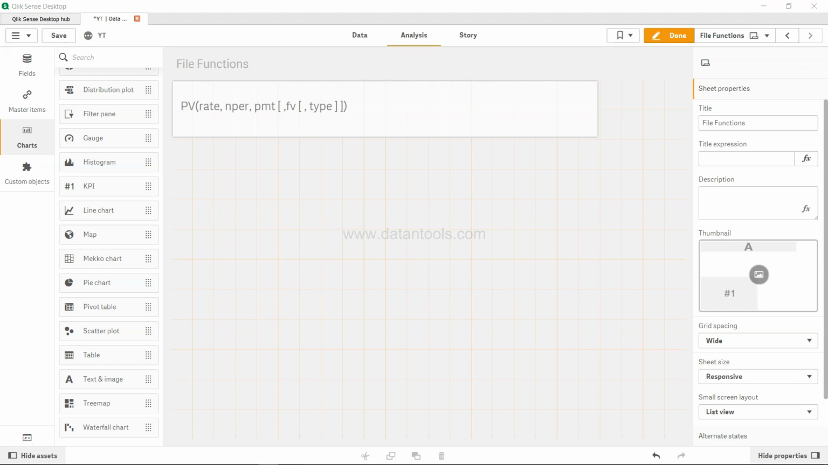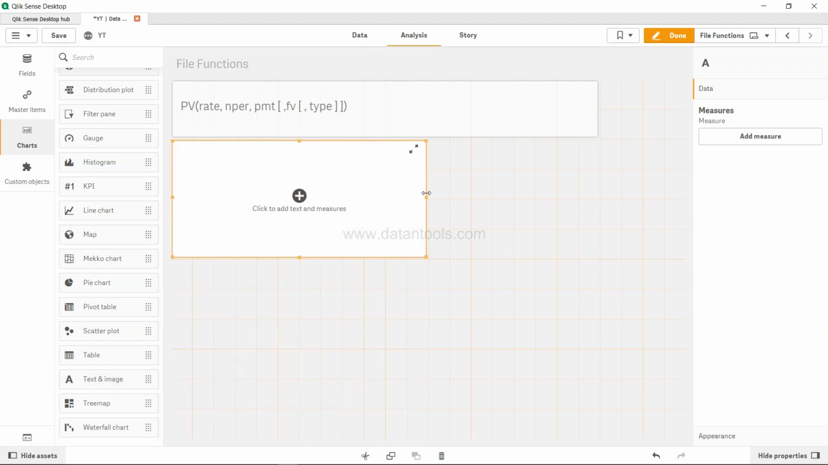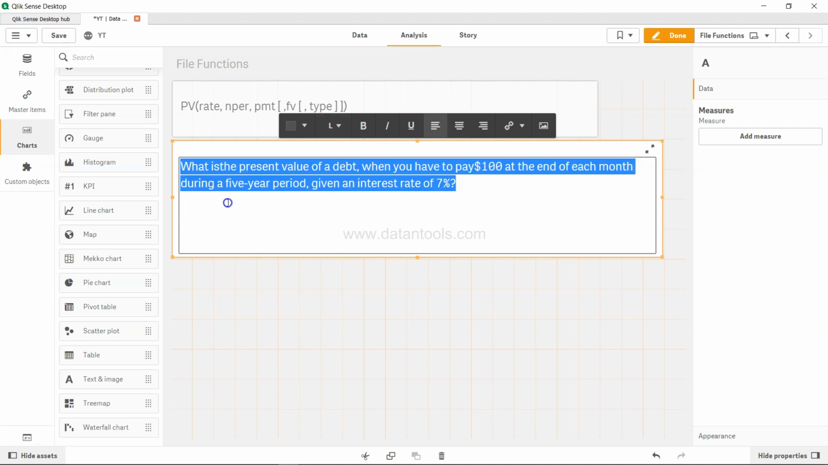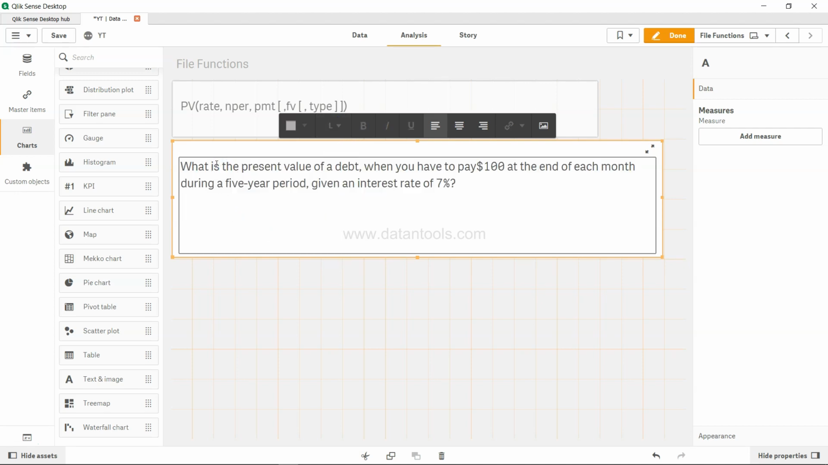So to demonstrate this, what I have is a simple question. So if I take in text or image, alright, I'll just paste the question and I will increase the size as well to large. So what is the present value of debt when you have to pay $100 at the end of each month during a 5-year period given an interest rate of 7%?